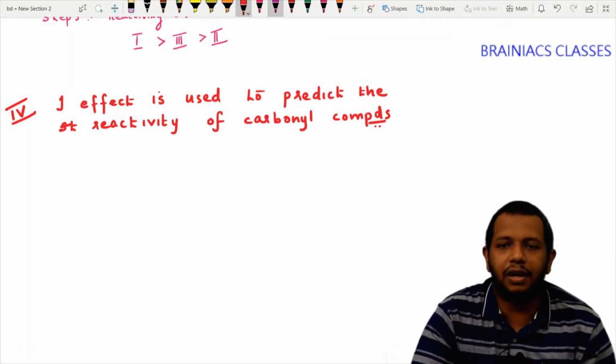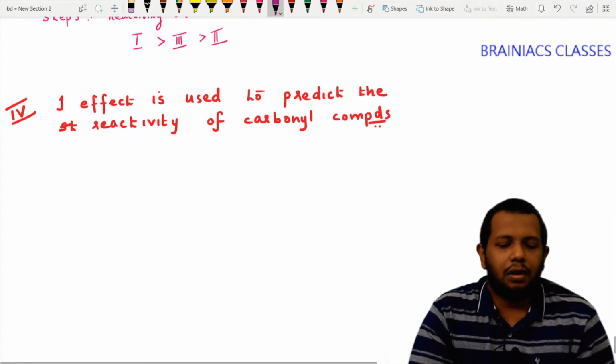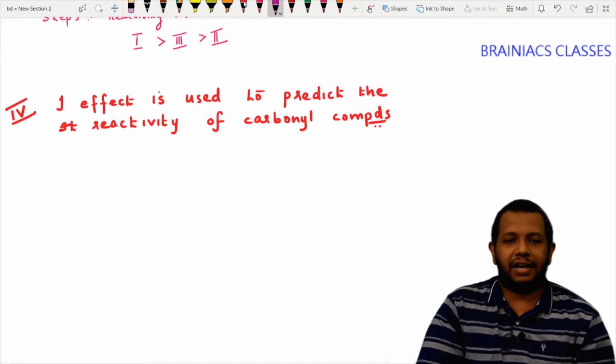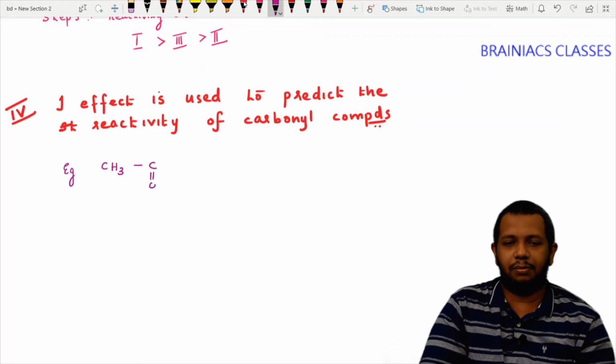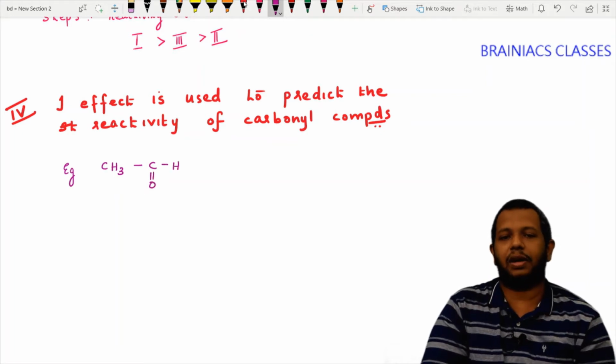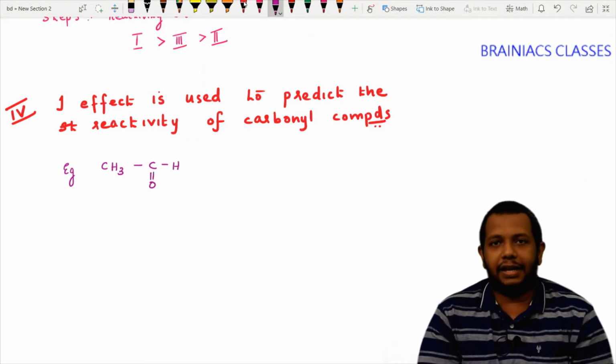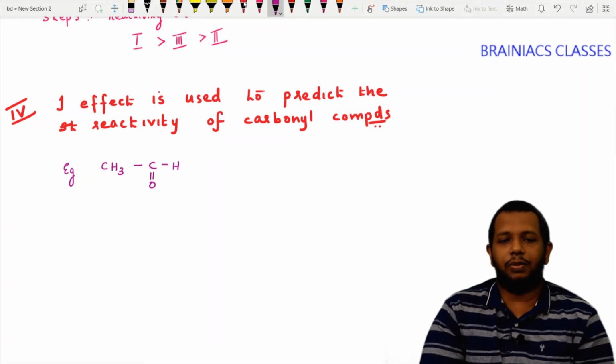So I will take a new color. Now let me take an example so that you will get a fair idea. I am taking a carbonyl compound like an aldehyde, CH3CHO. So you know that it is an aldehyde, correct? You can see a carbonyl group is present here.